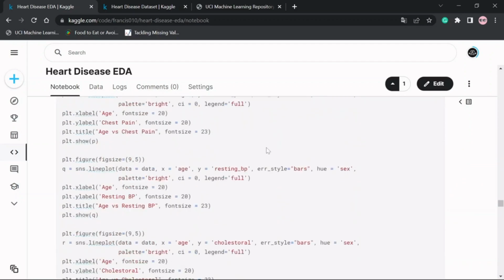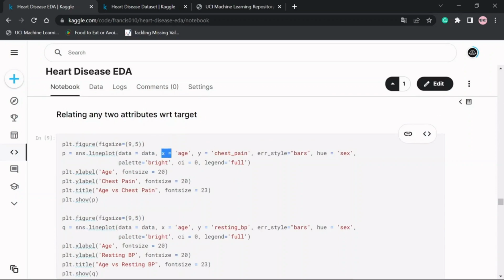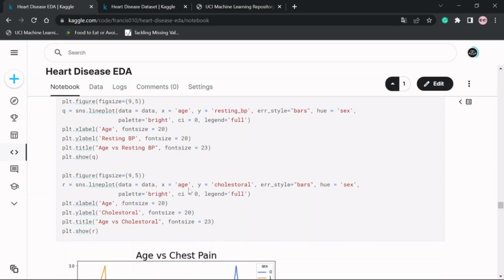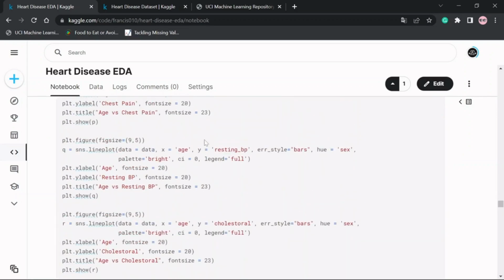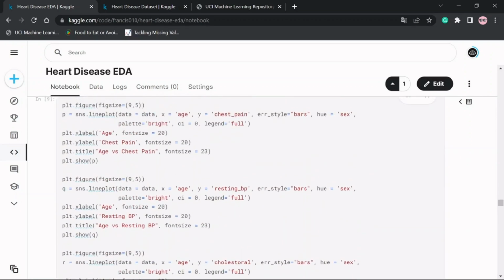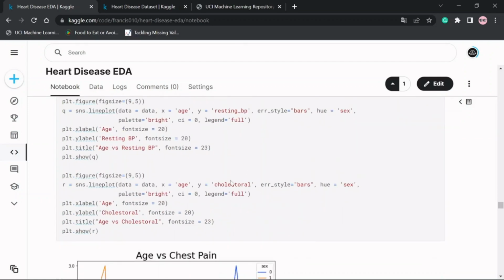Okay, we are comparing two attributes here. Here we are comparing age and chest pain. Similarly, we have done two more graphs, comparing age and resting BP: how resting BP is varying with respect to age, how chest pain is varying with respect to age, and how cholesterol is varying with respect to age.